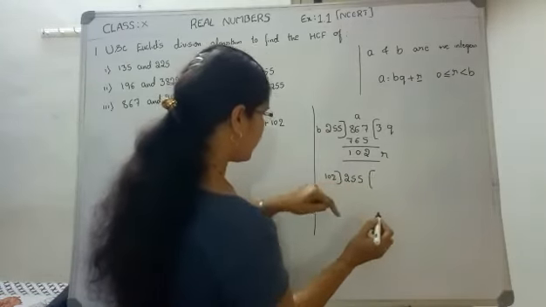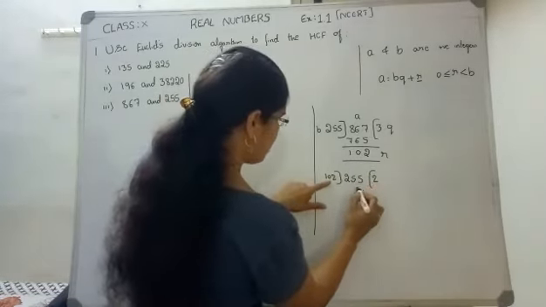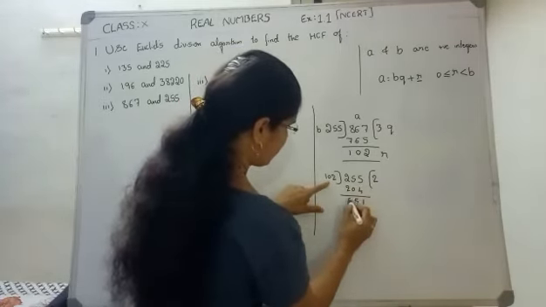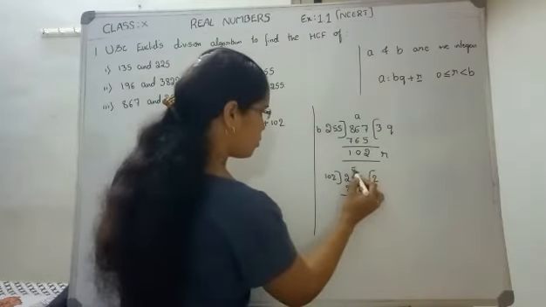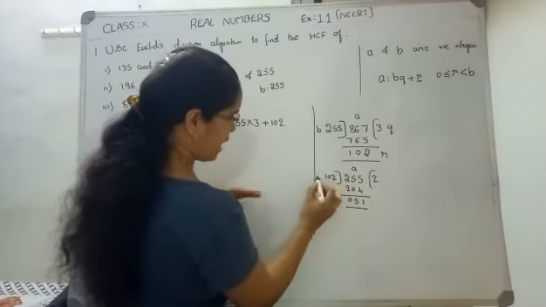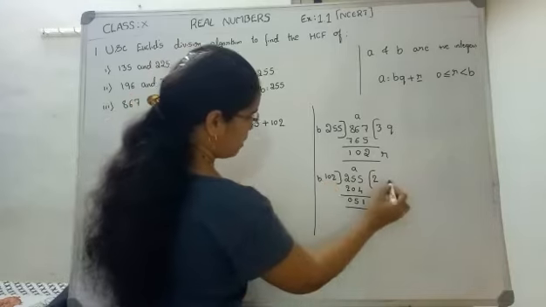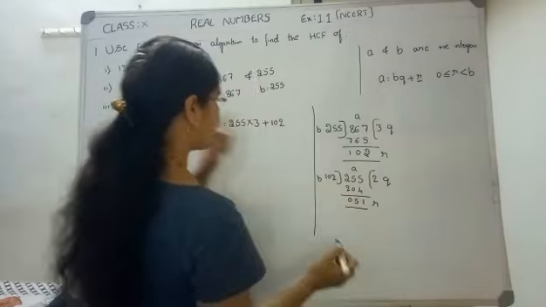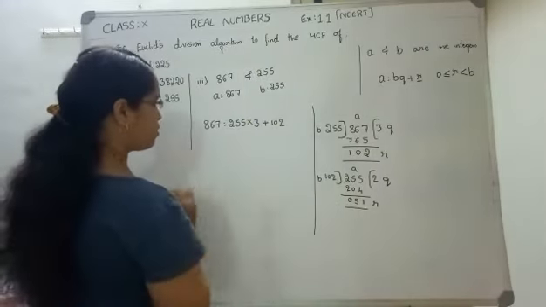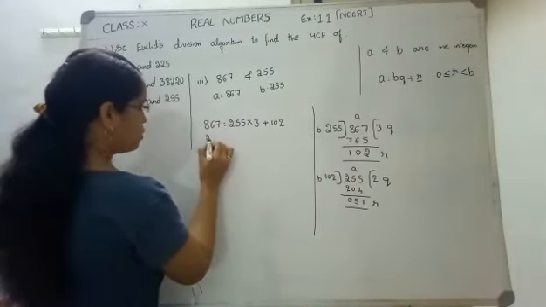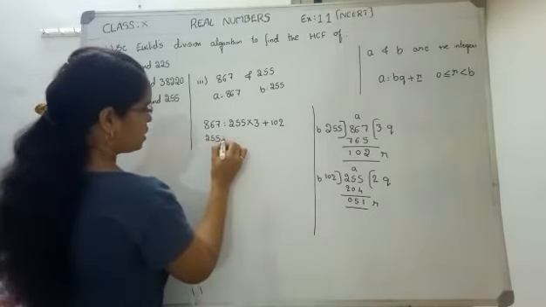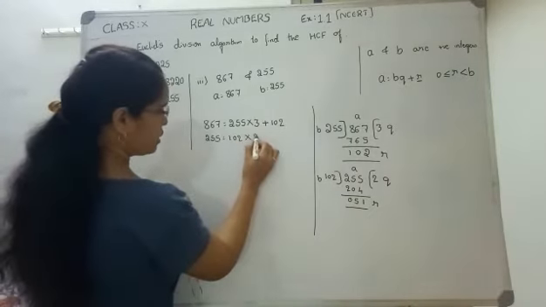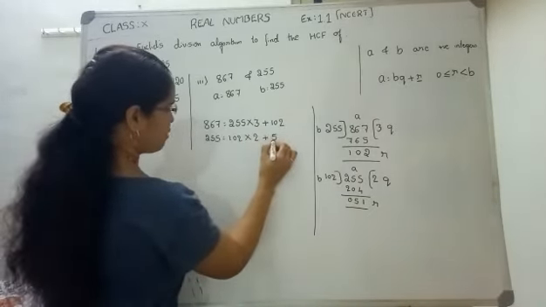102 2s are 204. Okay, 2s are 204, 150. In this case, 255 is A, 102 is B, quotient is 2, remainder is 51. We write it in the form of A is equal to BQ plus R, that means 255 is equal to 102 into quotient 2, plus remainder 51.